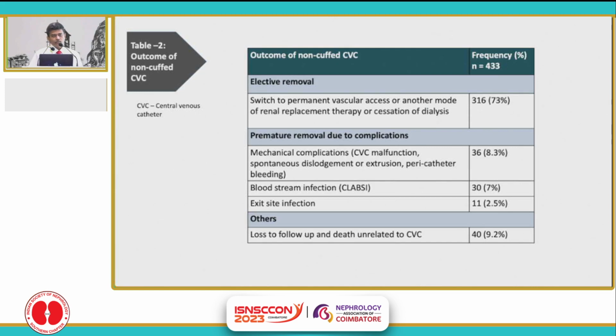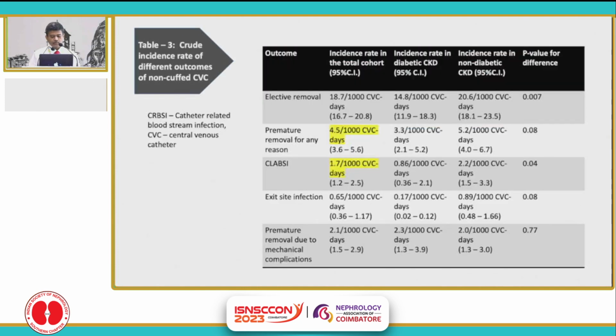So the important reasons for premature removal in this cohort: the most common reason was a mechanical complication like CVC malfunction or a catheter dislodgement or pericatheter bleeding, followed by a bloodstream infection. So this table shows the rate of premature removal. The rate of premature CVC removal was 4.5 per 1000 CVC days, and the rate of CLABSI was 1.7 per 1000 CVC days. So this is just an unadjusted crude analysis.